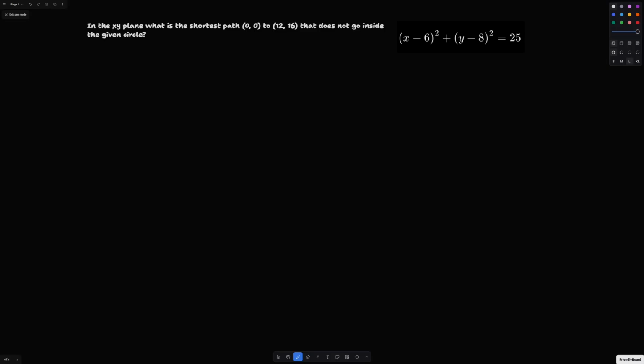But anyway, the problem says, in the xy plane, what is the shortest path from 0, 0 to 12, 16 that does not go inside the given circle? What do we mean by this?